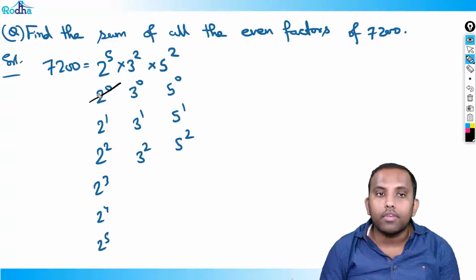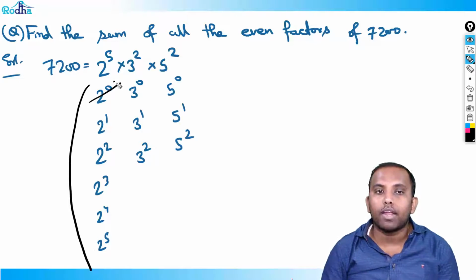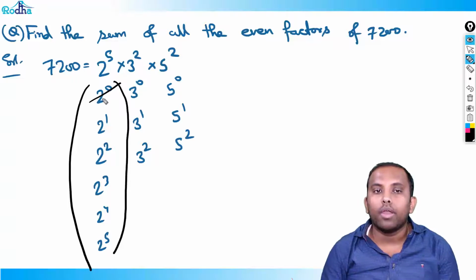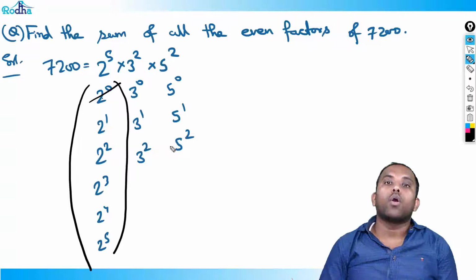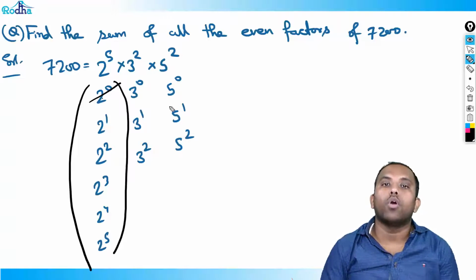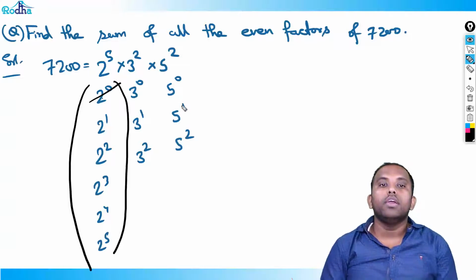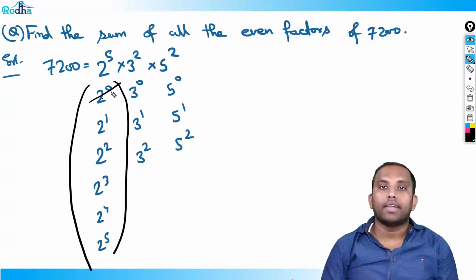Why? Because if from 2's bracket I pick 1, then 1 multiplied by all these powers of 3 and 5, which are odd numbers. So 1 into any odd is odd. That's why this 1 we can't take.